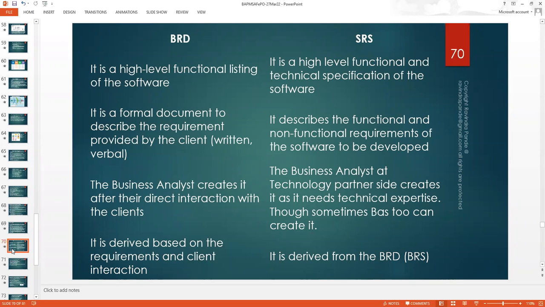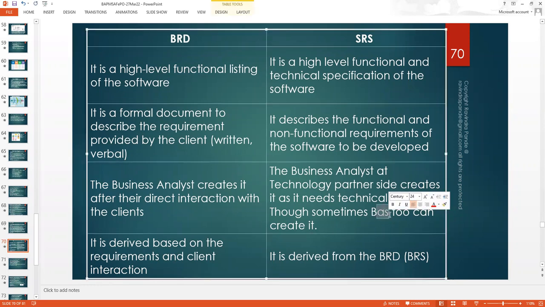About SRS, it describes the functional and non-functional requirements of the software to be developed by the technical partner. The business analyst creates it after direct interaction with the clients or, here, the in-house users. The business analyst at the technology partner side creates the SRS as it needs technical expertise, though sometimes the business can create it. Even the business can create it, review it, and modify it.